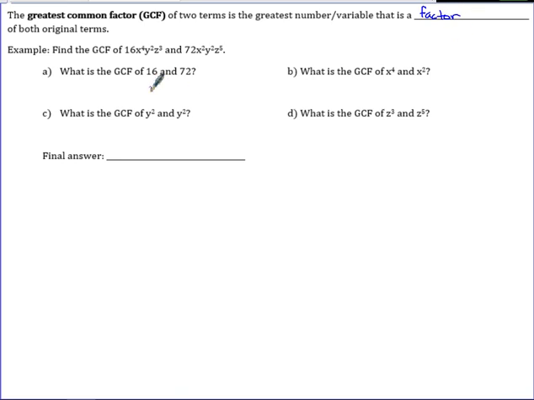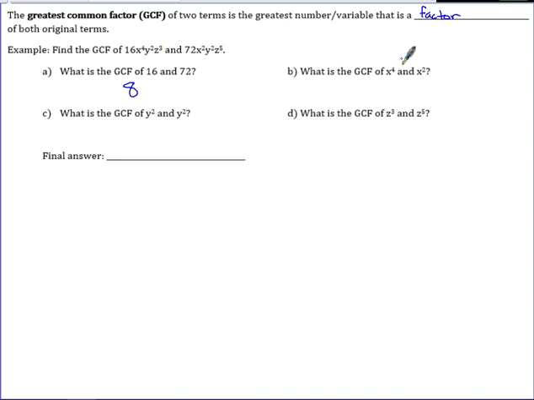Okay, so here we have two terms that we're going to find the GCF of. When you're doing GCF, you have to look at the coefficients. So we're going to find the GCF of 16 and 72, so the biggest number that both of them can be divided by. And that is going to be 8. 8 times 2 is 16, 8 times 9 is 72.